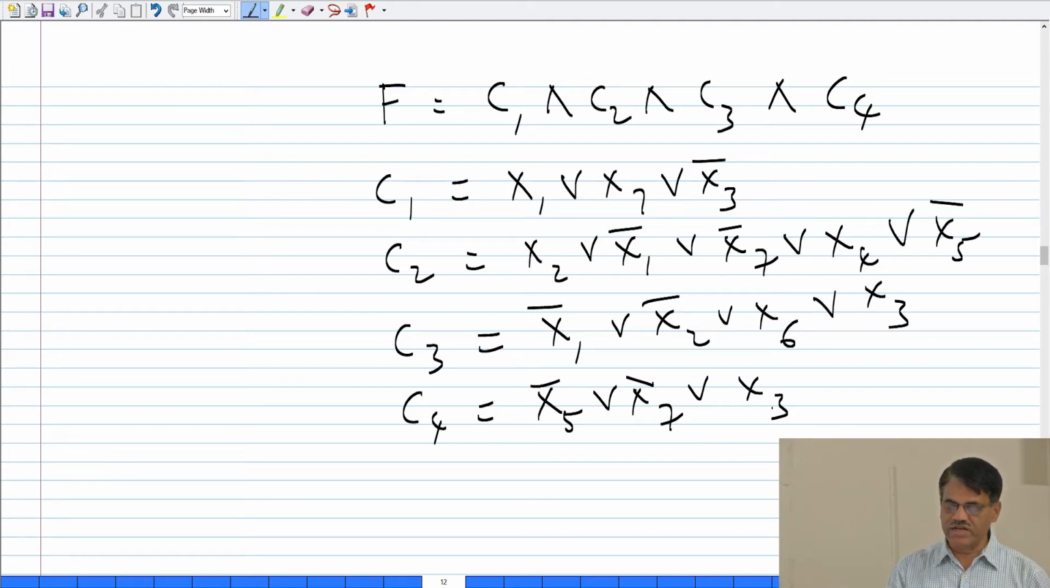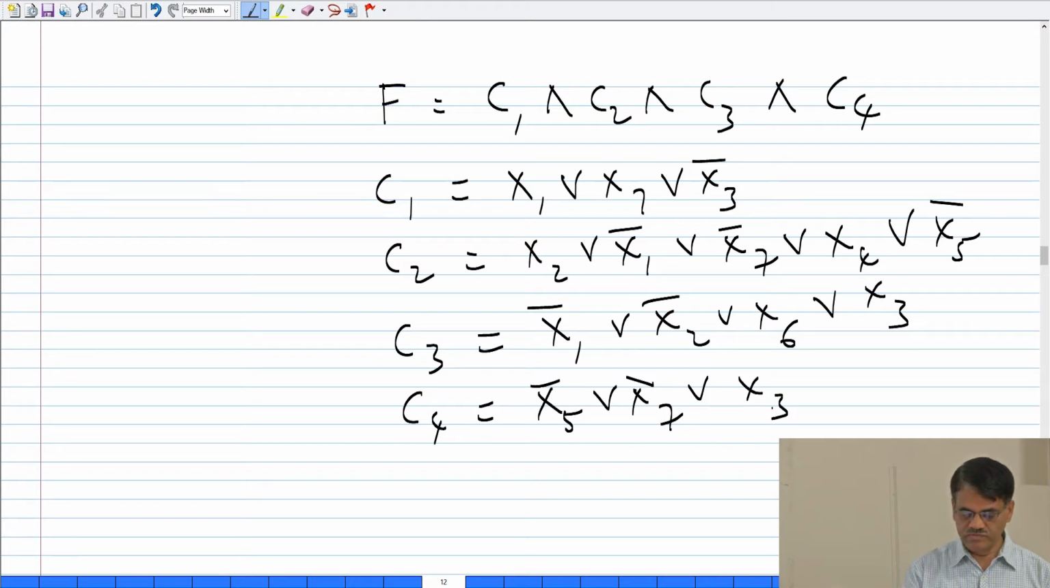C1 gets satisfied if x1 is 1 or x7 is 1 or x3 is 0. C3 gets satisfied if x1 is 0 or x2 is 0 or x6 is 1 or x3 is 1, and so on and so forth. Now, the question is, is there a way to assign these variables zeros and ones such that simultaneously you can satisfy all the clauses? Is there an assignment here? Give me a 0 1 assignment for the variables that will satisfy all the clauses.